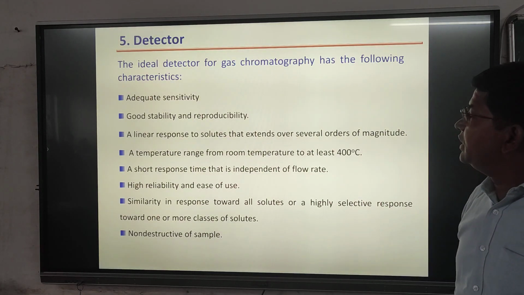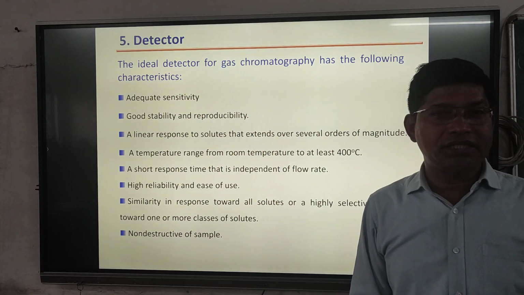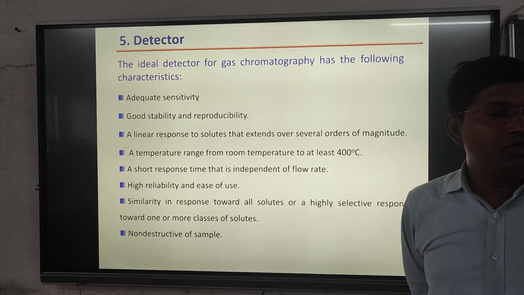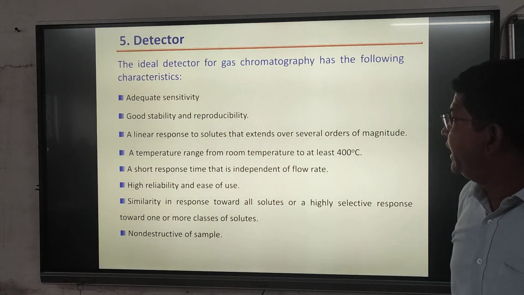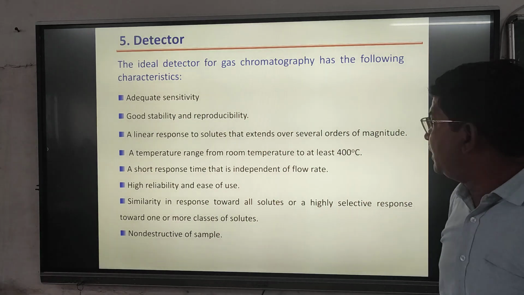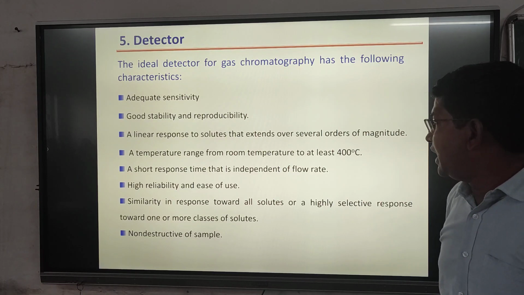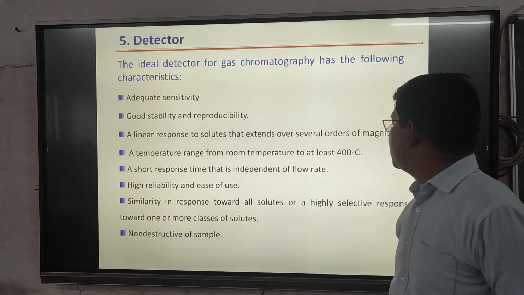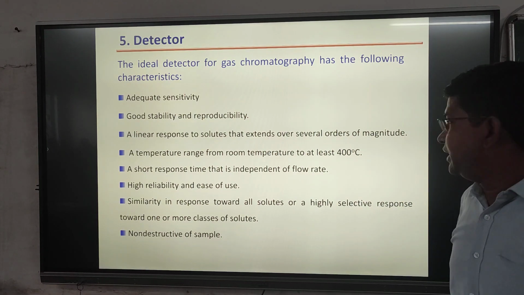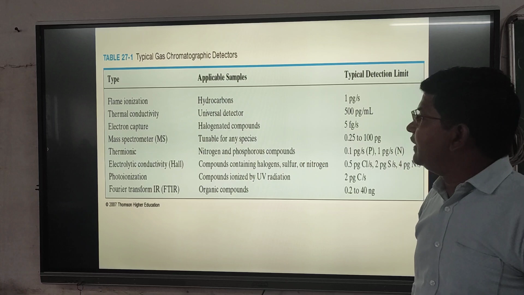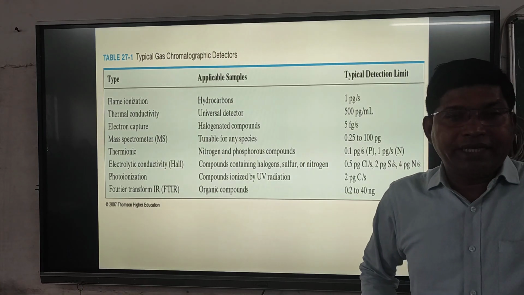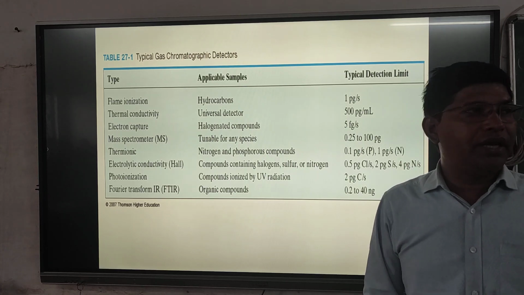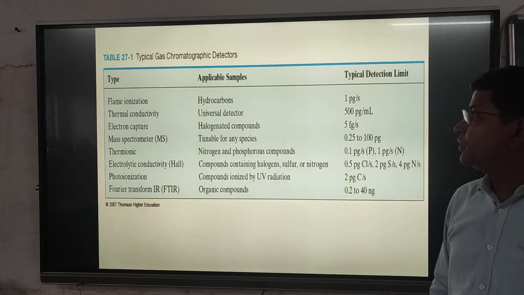Then we have a detector. These are the different characteristics of a better detector. It should have high sensitivity and reproducibility, good stability, and high reliability, and a temperature range from room temperature to at least 400 centigrade. There are different types of detectors. So you must know what detectors we can use in gas chromatography.